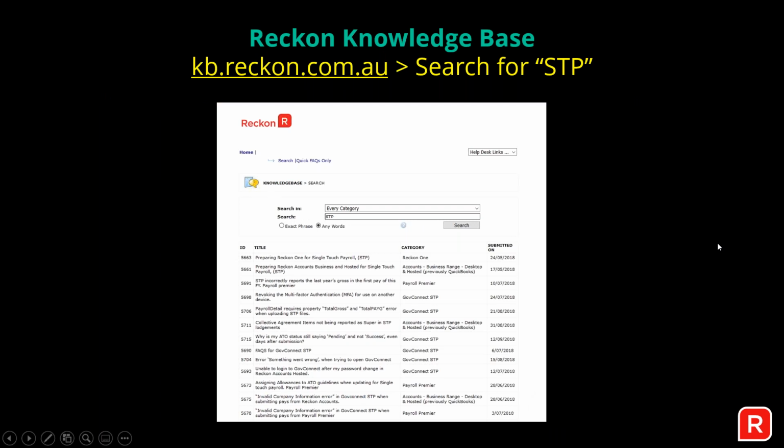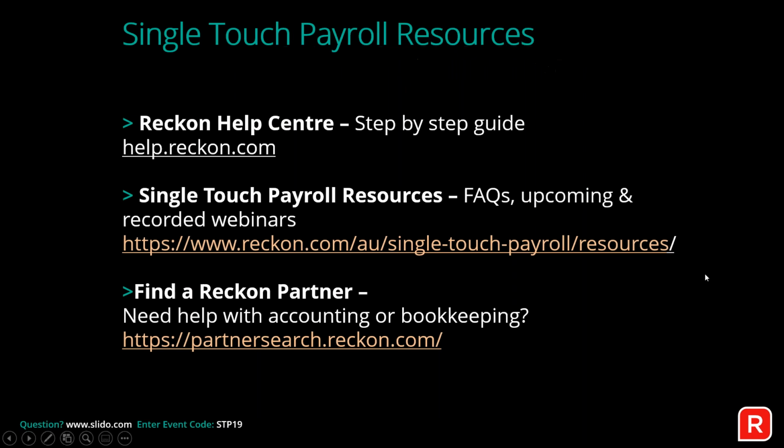We also have our Reckon knowledge base, which has quite a number of articles on issues already experienced. If you go to kb.reckon.com.au and search for STP, you'll get a listing of all our articles relating to STP. Just flip through the titles and select the appropriate one for your problem. Our other Single Touch Payroll guides you can find in the Reckon Help Center, at help.reckon.com. It's a very good starting point.